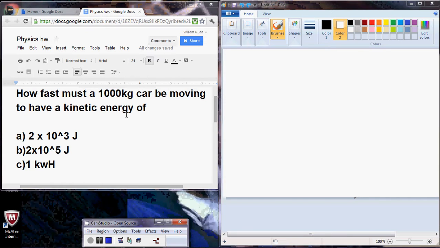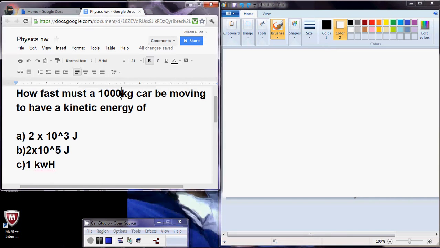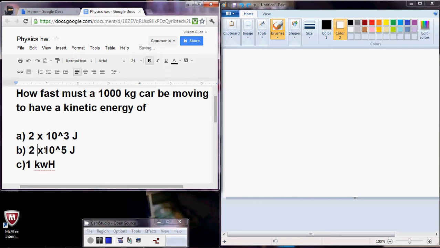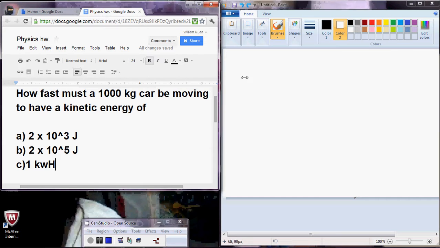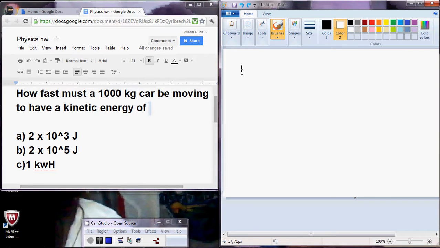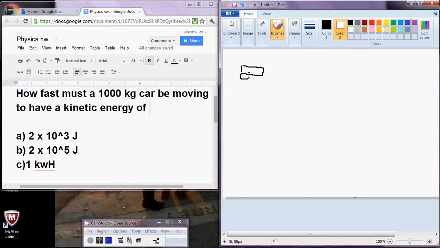So, how fast must a 1,000 kilogram car be moving to have a kinetic energy of 2 times 10 to the 3rd joules, and 2 times 10 to the 5th joules, and 1 kilowatt hour? So this is a multi-step thing. Let's start off by giving the givens. We can draw, actually let's just draw the car, just a muscle car, going that way.